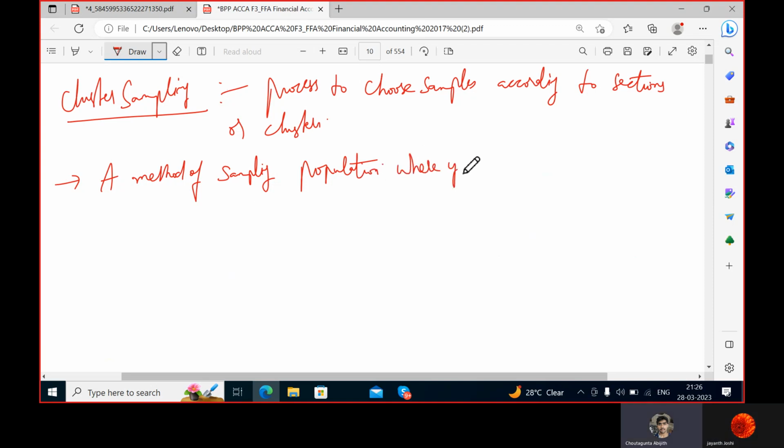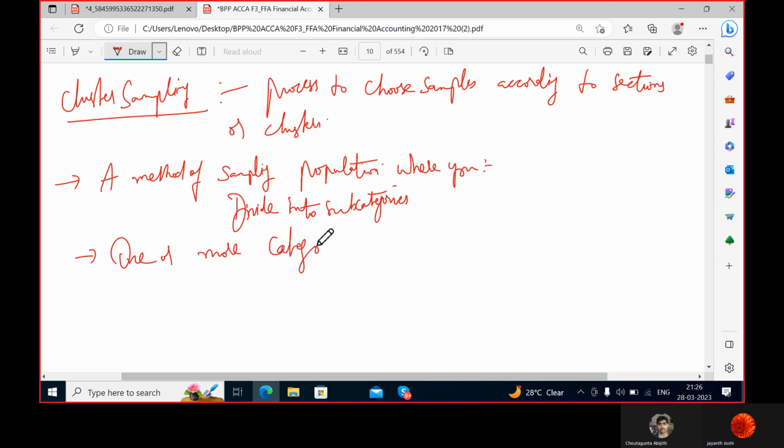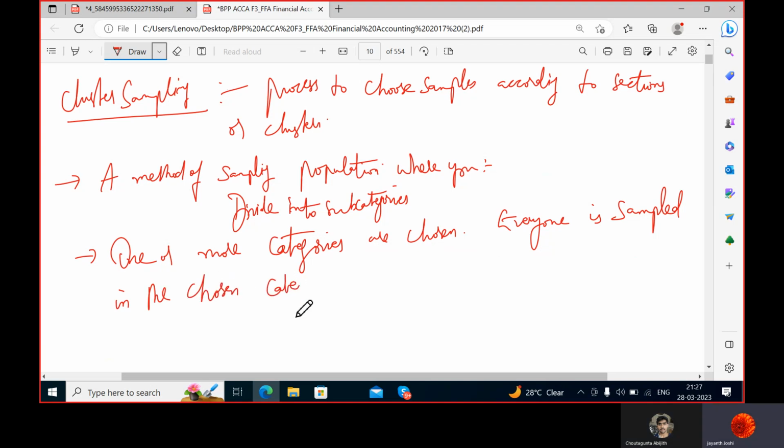Where you divide the population into subcategories. And then what you do, one or more categories are chosen and everyone is sampled in the chosen category. Since it's a probability sampling, one or more categories are chosen. Everyone is sampled. That means the probability of you picking someone from the population and that being a part of the sample is similar, an equal opportunity. So everyone is sampled in the chosen categories. We'll see an example.